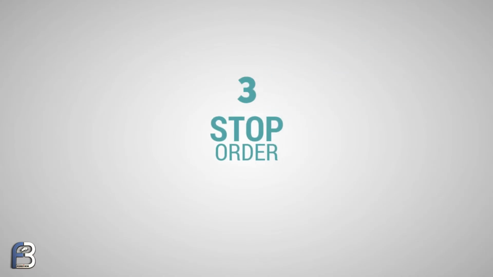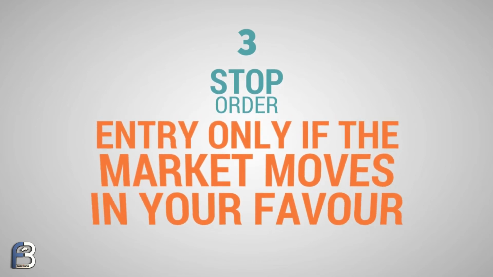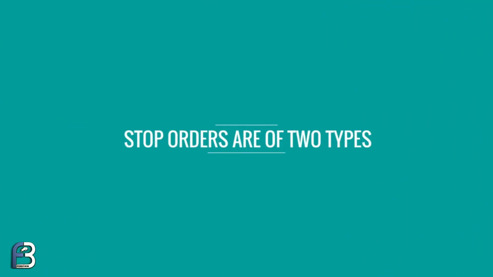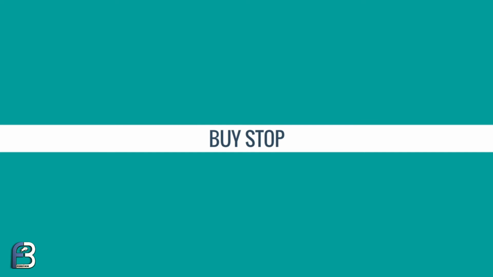Third and last type of orders are stop orders. Entry only if the market moves in your favor. This means when the market is moving in the same direction in which you want to put a trade, then stop orders are used. Like limit orders, stop orders are also of two types: buy stop and sell stop.